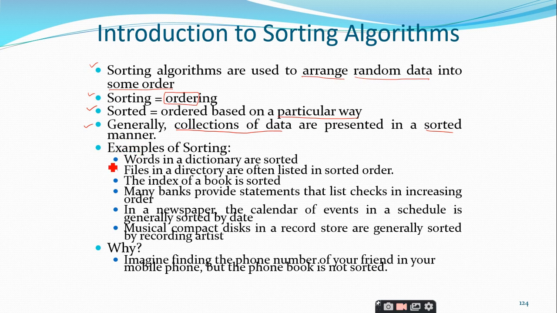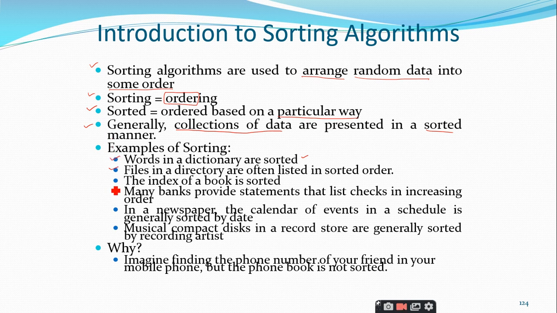The real life examples where we come across sorting are the words in the dictionary, which are in sorted manner. Similarly, if you consider the files in a directory, if you open a directory in the Windows operating system, with some n number of files, you can observe that by default the operating system arranges all those files in sorted order, alphabetical order.